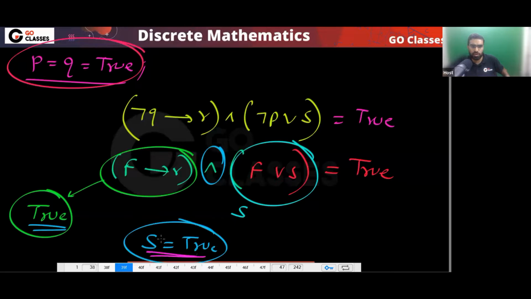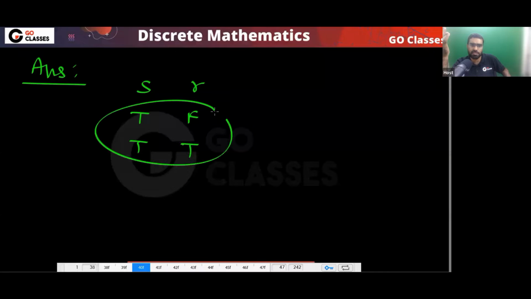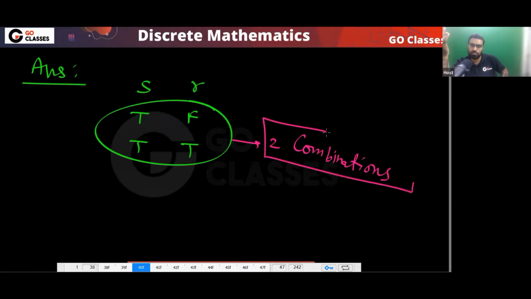So S must be true. What about R? R can be true or false, right? S must be true, but R can be either true or false. So finally, how many combinations are possible? Your final answer will be only two combinations of S, R: either this or this. So the answer is only two combinations.